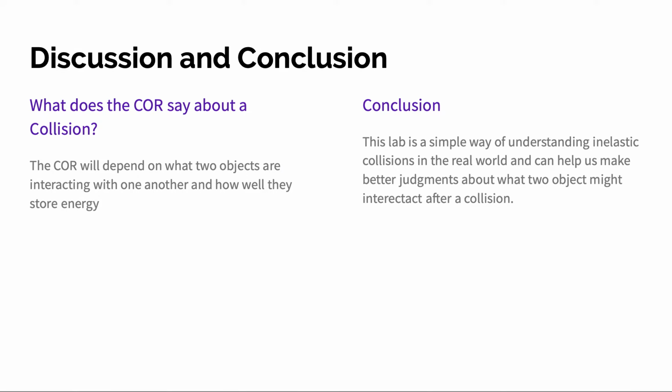So what does the COR say about our collision? The COR will depend on what two objects are interacting with one another and how they will store energy. When a soft object strikes a harder object, most of the energy available for the post-collision velocity will be stored in the soft object. The coefficient of restitution will depend on how efficient the soft object is in storing energy and compression without losing it to heat or plastic deformation.